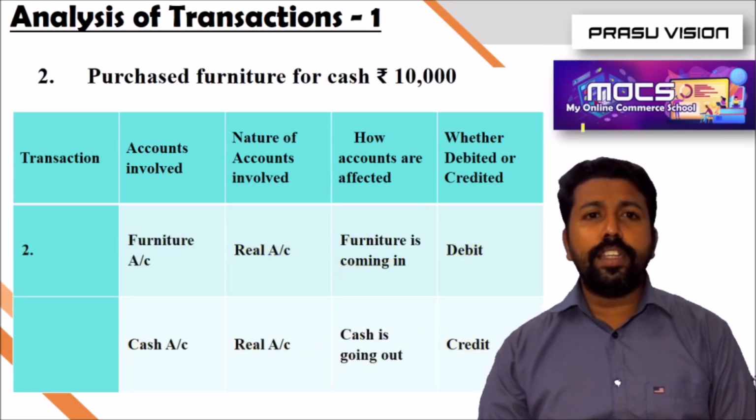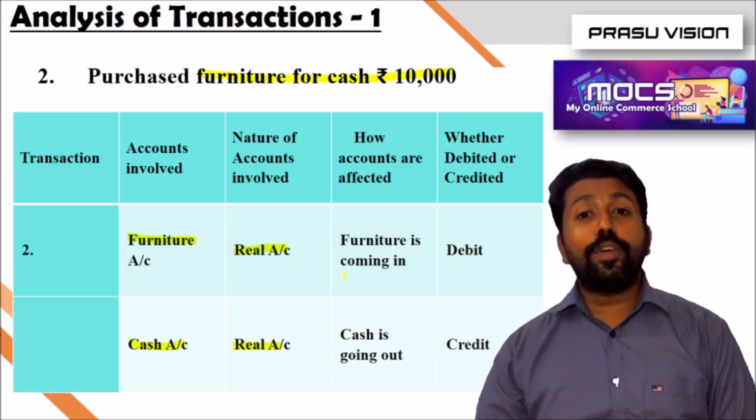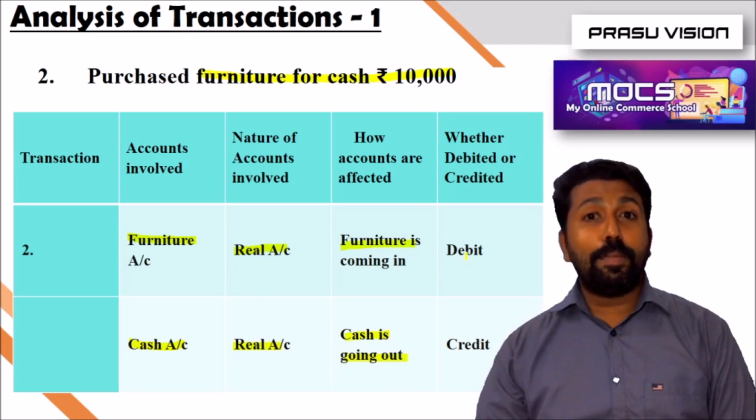Next one is purchase of furniture. Remember the two different aspects. First, whether it is a credit or cash transaction. It's very clear it is a cash transaction. The two accounts are the furniture account and the cash account. Furniture is a real account, and cash is also a real account. Furniture is coming into the organization, cash is going out. So furniture is coming into the organization, so debit. Cash is going out of the organization, so credit.